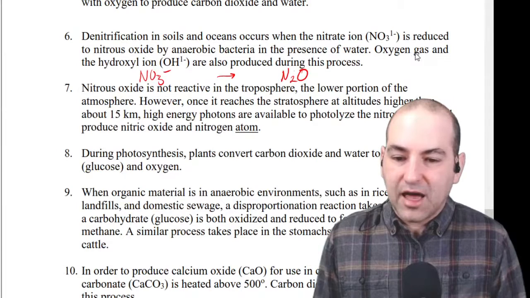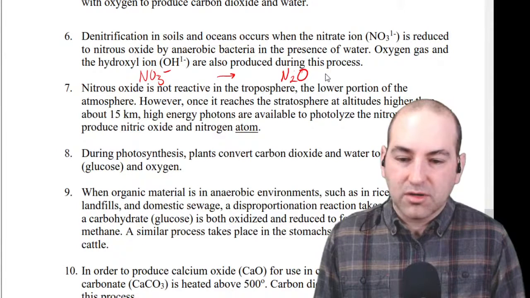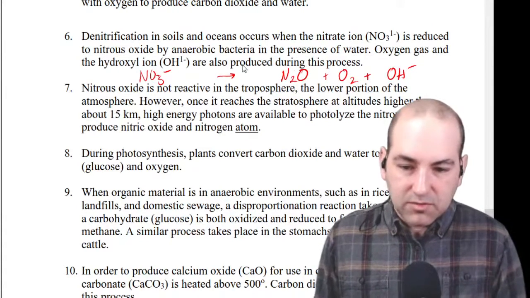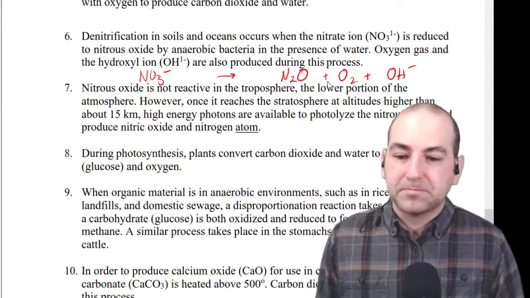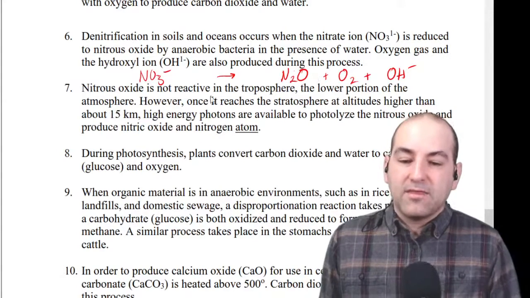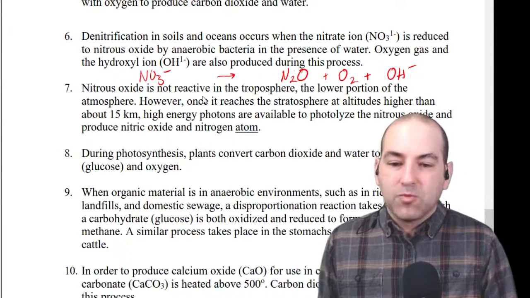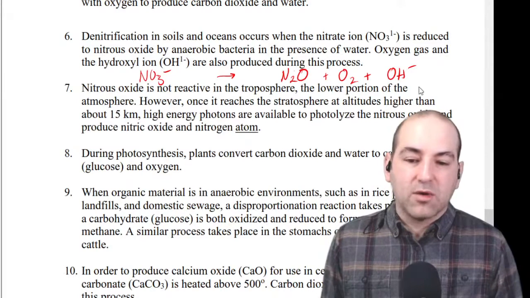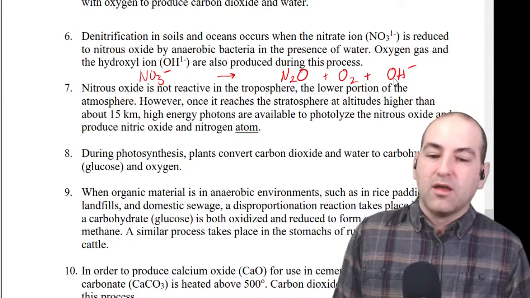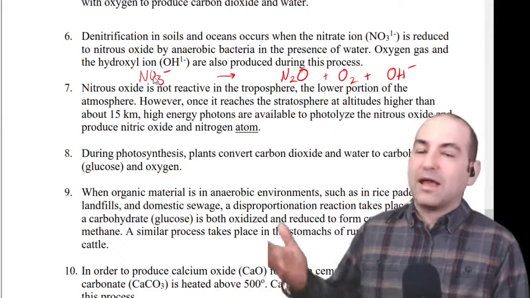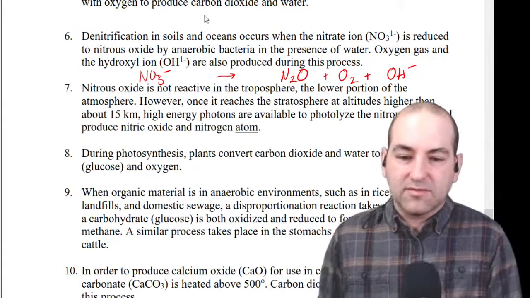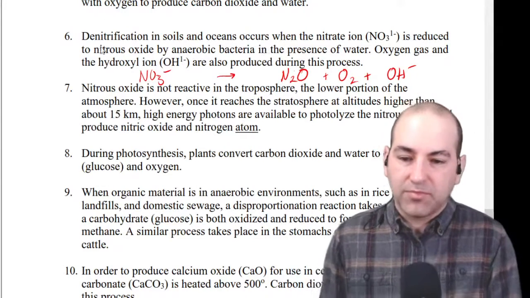We've got oxygen gas and hydroxyl ion are also produced during this process. So oxygen gas, which is O2, hydroxyl ion, which is OH-, also produced. Since we see that word produced, we know we have to put those on the right side for the products. All right. But now if we try to balance this, we realize that it's not going to work. And the reason it's not going to work is because we have OH over on the right. So we need hydrogen on the left, but we don't have any hydrogen on the left. So you got to go back into the question, back into the words here, and figure out where that hydrogen is going to come from.